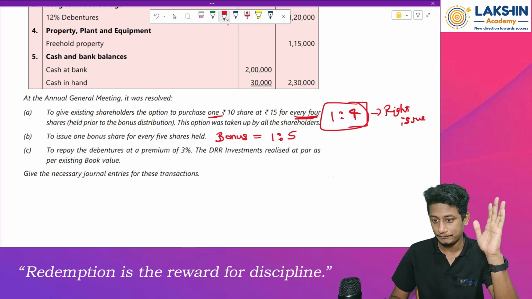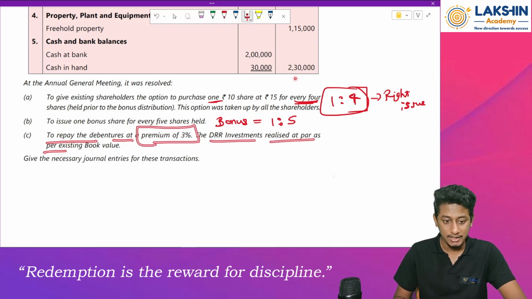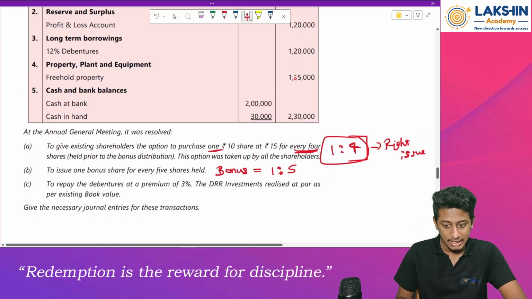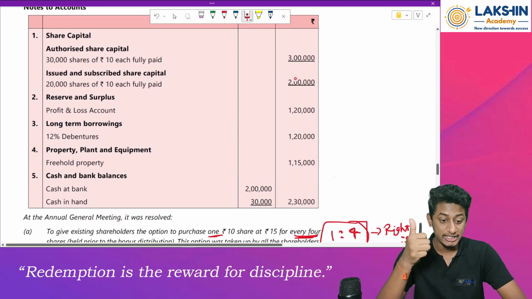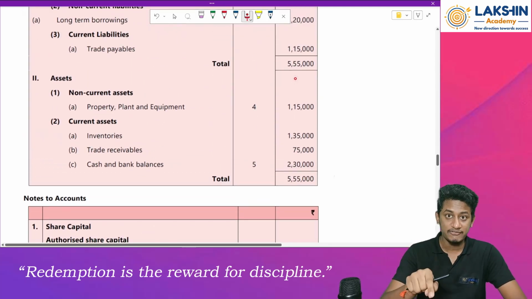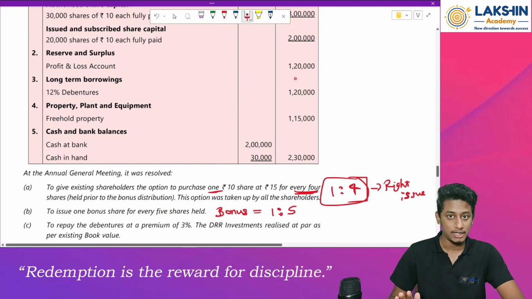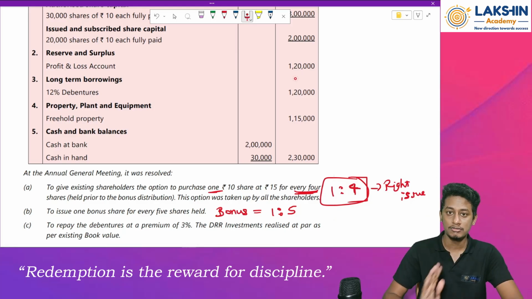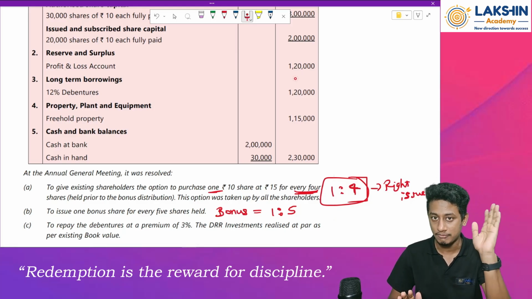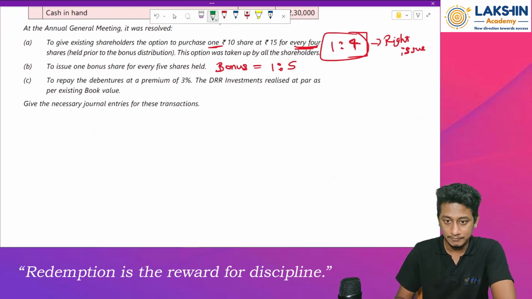Right? Okay. Now next. To repay the debentures at a premium of 3%, the DRR investment is realized at book value. So is any DRR investment given over here? No. As per the question, they have not given us the DRR investment account also. So that means we need to pass the entry first for all these things at 10%, at 15%, and after that we need to redeem it back. Right? Clear? I mean, we need to sell the debenture redemption investment account. Then we need to reverse the debenture redemption reserve, right? Okay. So let's start. First of all, let's start with the journal entries. So first entry for right issue.